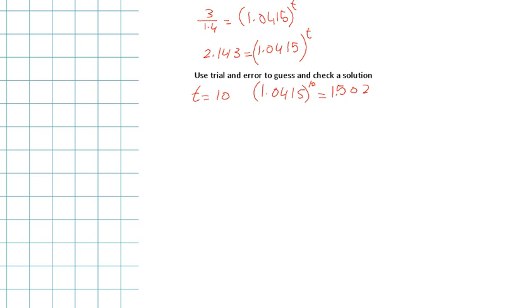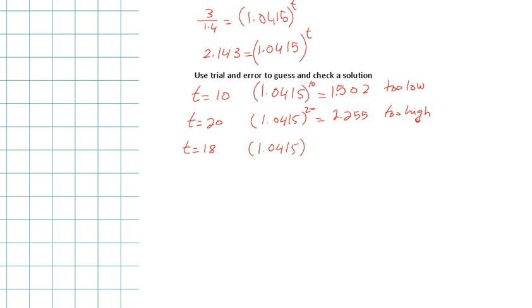So what would be your next one that you want to plug in? 20. Too much? Okay, so what do you get for 20? 2.255. So that's too high? Yeah. Okay. So what do you want to plug in next? 18, okay. It's 2.07. It's a bit too low, right? So maybe let's do 19? Yeah. Okay.